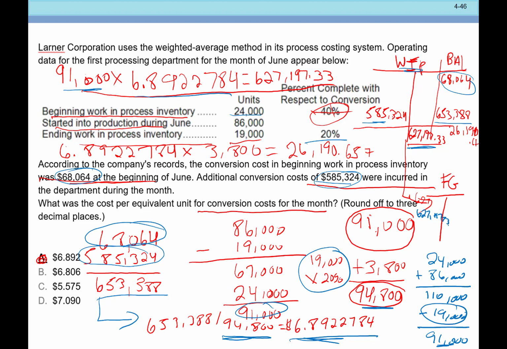Just writing that same number in there. It comes out of work in process into finished goods. What do we call that number? The number that comes out of work in process and goes into finished goods.